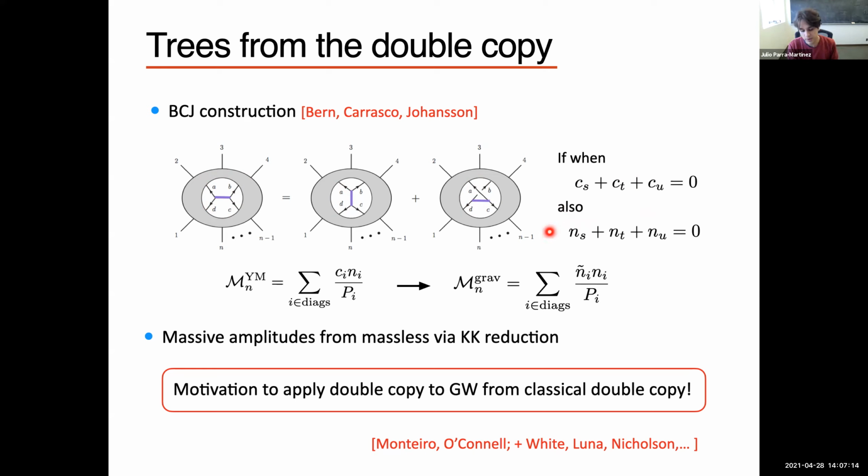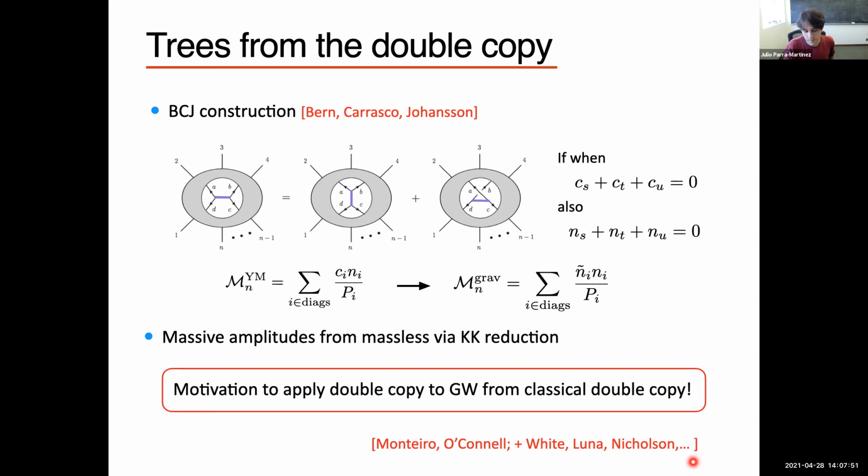If one can arrange the kinematic numerators that depend on polarizations, momenta, et cetera, to satisfy this identity, that in general is hard. It's proven that you can do it to any order at tree level. There's no closed form formula, but it's proven that you can always do it. Then if you take the Yang-Mills amplitude, which is a sum over color factors, numerators, and propagators, and just replace the color factors by numerators, you get the gravity amplitude for free. Technically, it's gravity plus dilaton plus B field, but we know how to get rid of the states that we don't want. And this also works for classical solutions.